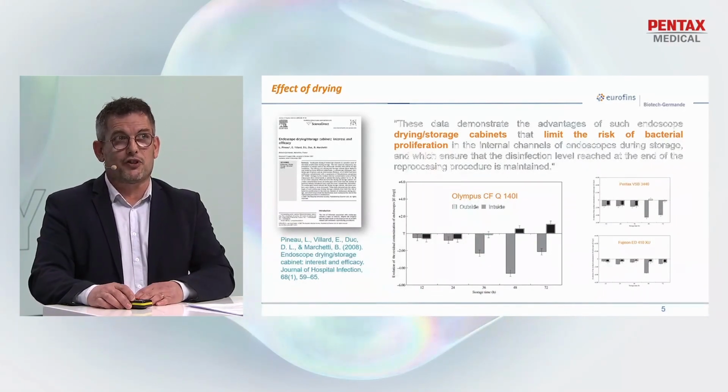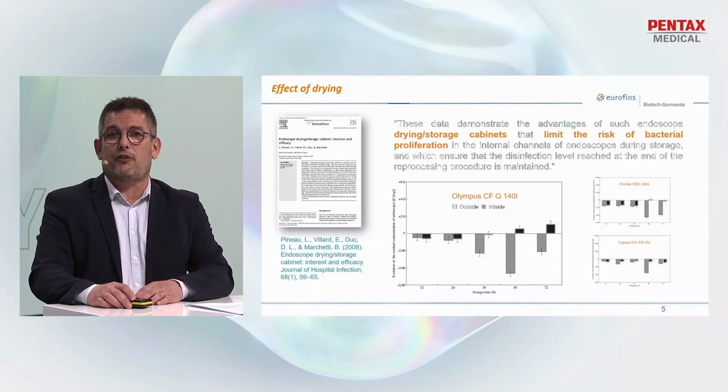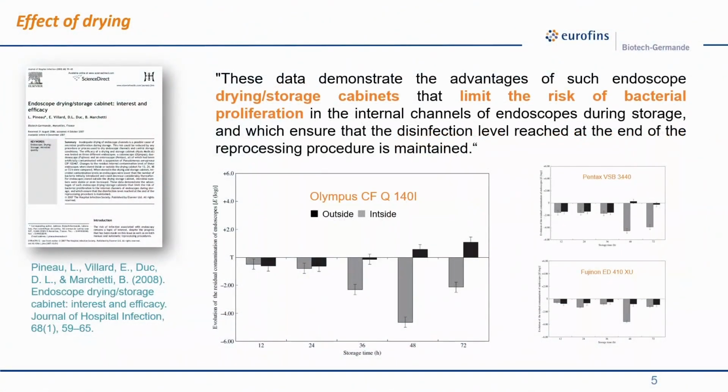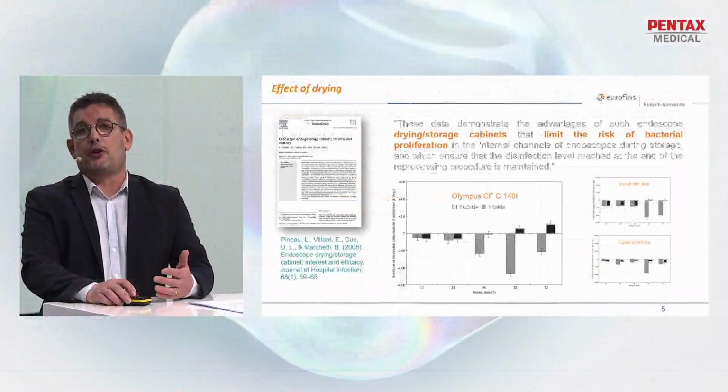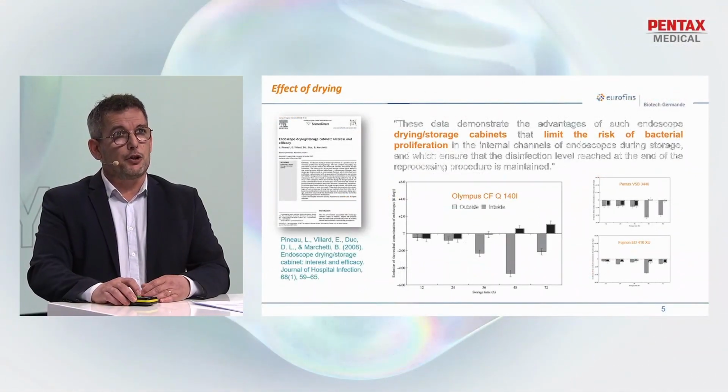after the disinfection stage. As you can see on this figure, if you store the endoscope outside the cabinet, you increase the contamination level of the endoscope by at least 1 log, which is 10 times more than the initial contamination level. On the opposite, if the endoscope is stored inside a well-designed system, you can reduce the contamination up to 4 logs, which is a huge reduction. And we also have the same result with some other endoscopes in this study.